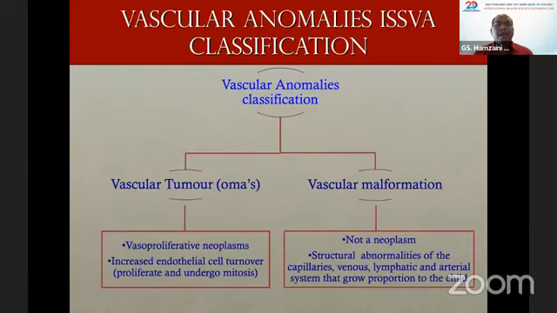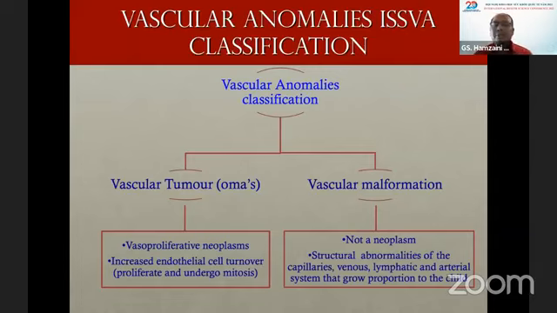Okay. As you know, based on the ISSVA classification, vascular anomalies can be divided into two. Number one is vascular tumor. Number two is vascular malformation. Vascular tumors are basically due to proliferative neoplasm, due to increased endothelial cell turnover, and this is what we call vascular tumor, so all the names end with OMA, for example, hemangioma. So all the names of vascular anomalies which end with OMA are vascular tumors.